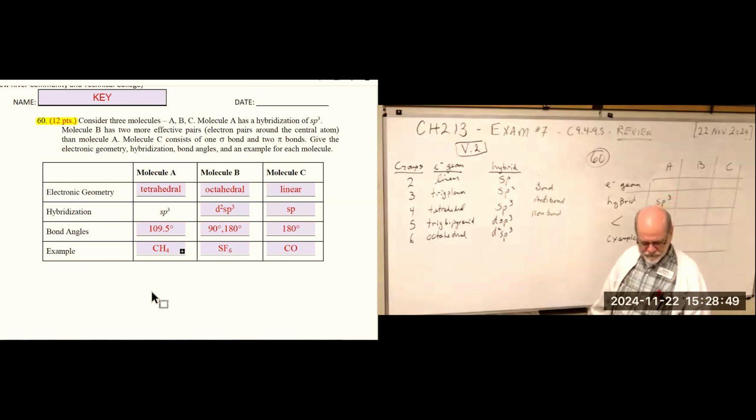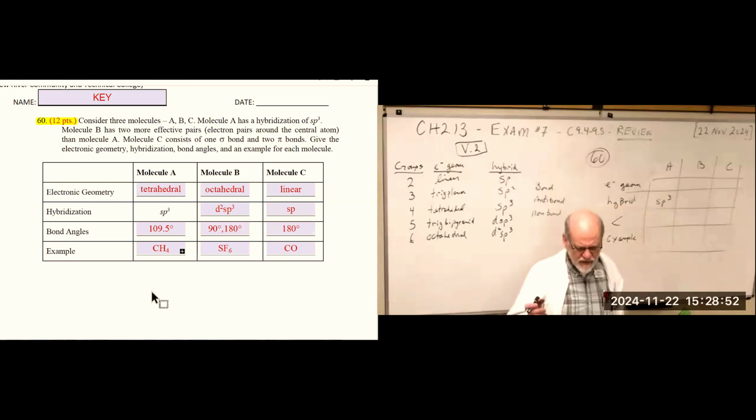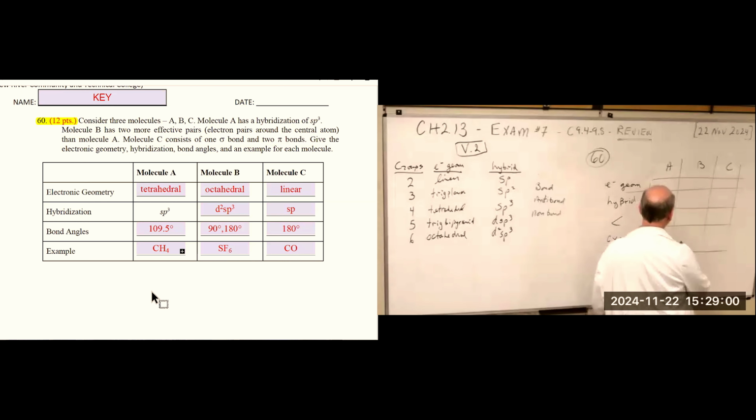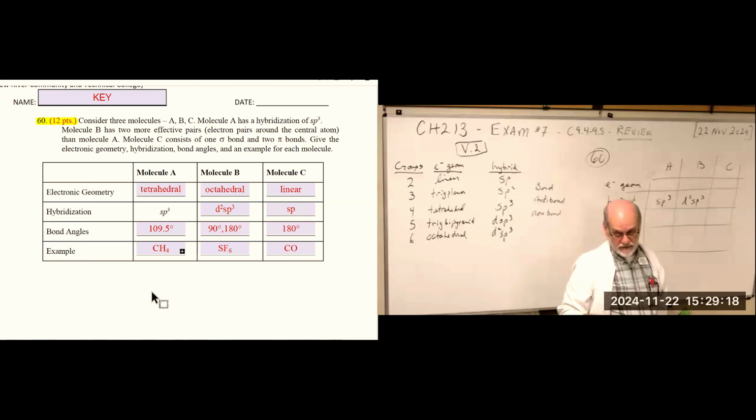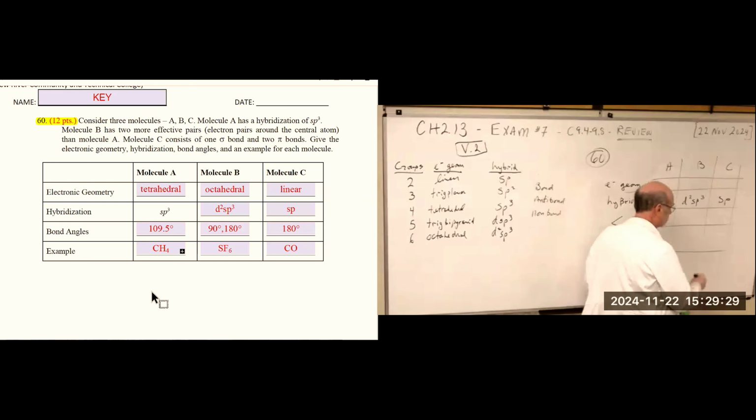SP3 hybridization. Okay. Then in the problem, it says molecule A has sp3, molecule B has two more effective pairs around the central atom. If B has two more effective pairs, where are they going to go? We used up the s and the p's. D2sp3. Okay. And then C consists of one sigma and two pi's. Remember, you can't have a pi unless you have a sigma. So if you got two pi's and only one sigma, it has to be a triple bond. There's no way around it. And triple bonds always mean sp hybridization.